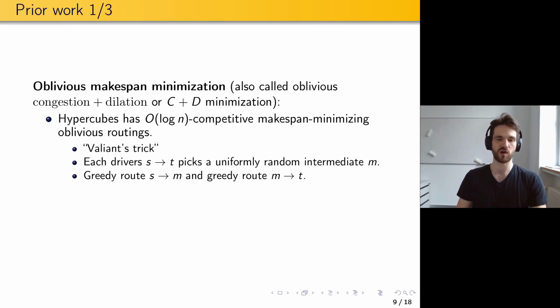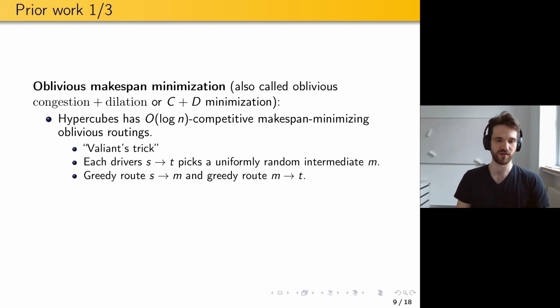Every driver that wants to go from S to T just picks a uniformly random intermediate vertex M. And now you greedy route from S to M, and then you greedy route from M to T. Greedy routing, I won't go into it, but it's like the most natural deterministic routing that you can think of. So go to an intermediate node and now go to the final destination. And the claim is this is going to be log n competitive with the optimal solution, regardless of what the other drivers are doing, nor how many there are, or anything else. This is going to be makespan minimizing.